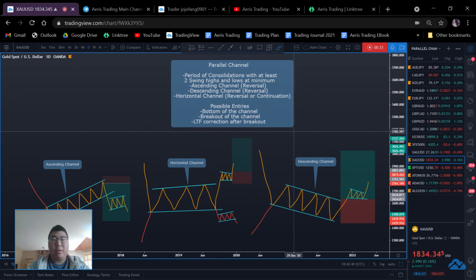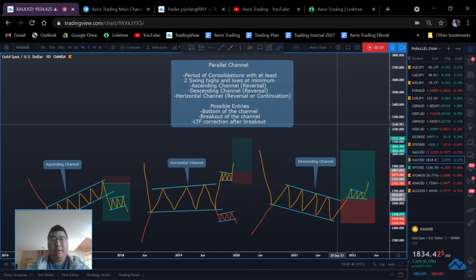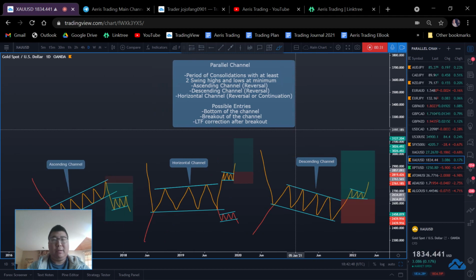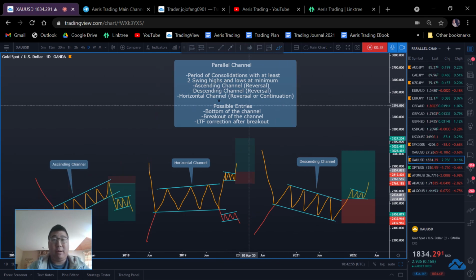I'm going to use real life examples of the charts, and I'll also go over my chart drawing here to give you a breakdown of them and hopefully pass on the knowledge and experience I have in them. So any questions or comments, let me know below, and let's get started with parallel channels.